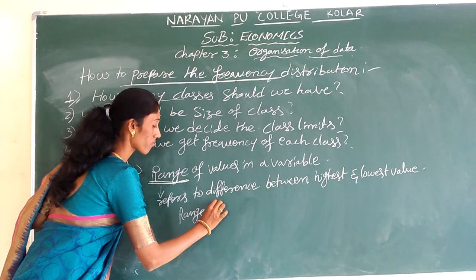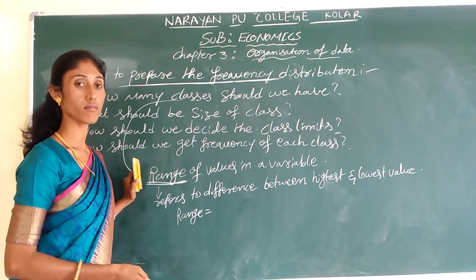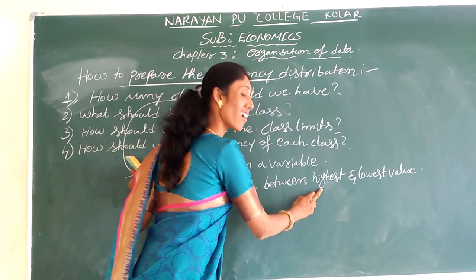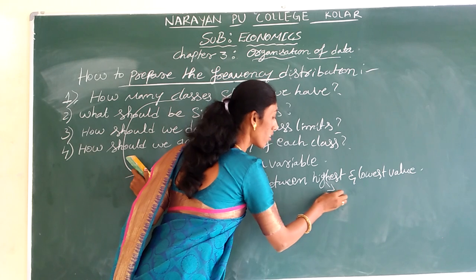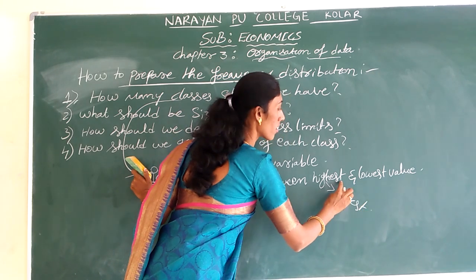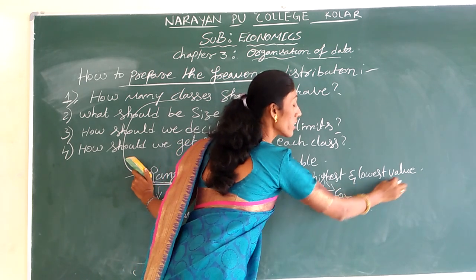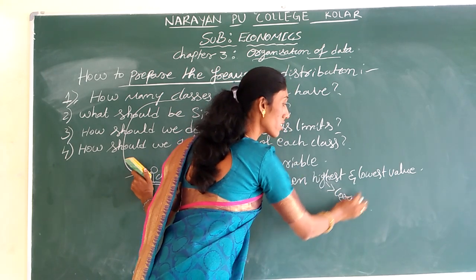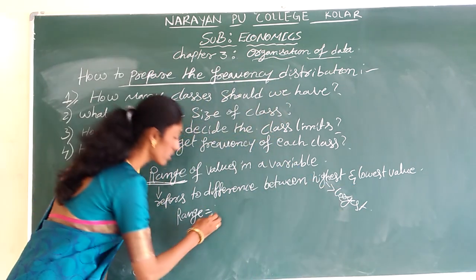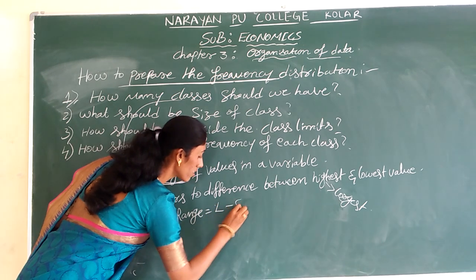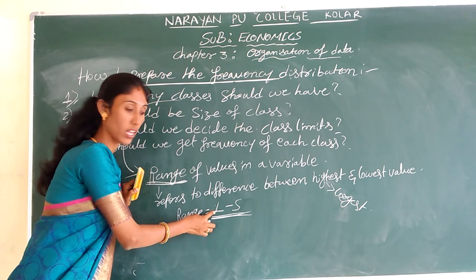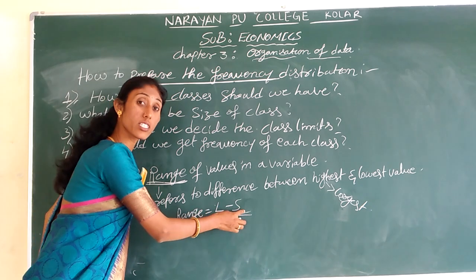And in order to find out the range, we have a simple formula, that is range equals to... Here range refers to the difference between the highest, or we can also call that largest value, and the lowest value. And the formula is L minus S. It means L refers to the largest value minus the smallest value.